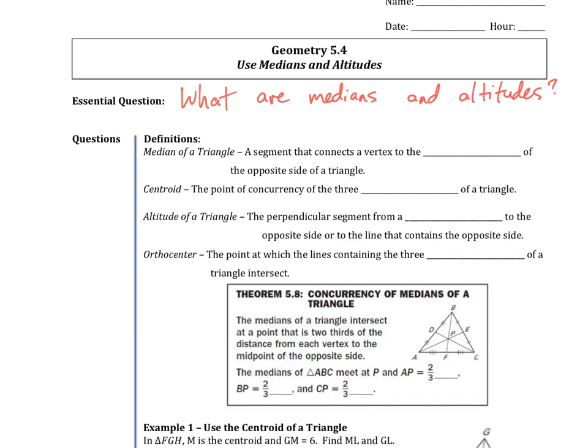All right, continuing on with section 5.4. We're going to keep it simple today. What are medians and altitudes? We're going to figure out what these two things are in triangles.